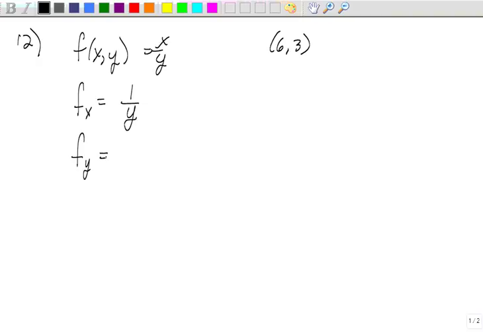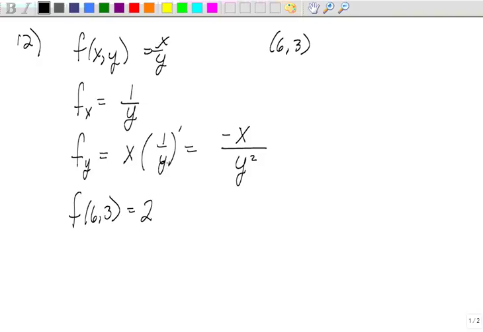f sub y, x is constant. So we're just going to do x times the derivative of 1 over y, which is minus x over y squared. Now evaluated at the point 6, 3, f is just going to be 2. 6 divided by 3 is 2. And evaluate this at 6, 3. That's going to be 1/3, y is 3. And evaluate this at 6, 3. And that's going to be minus 6 over 9, which is negative 2/3.